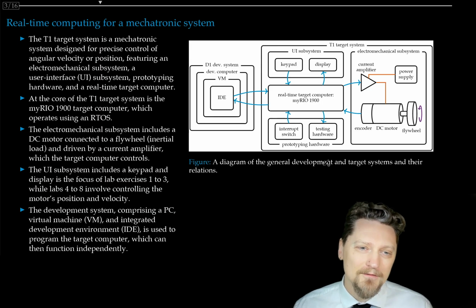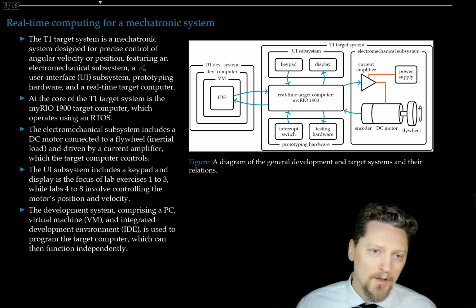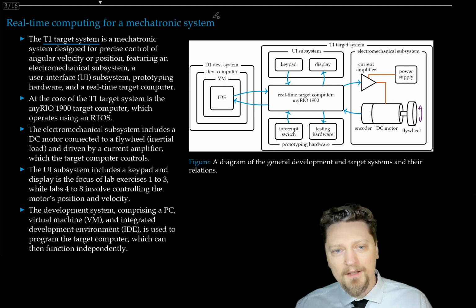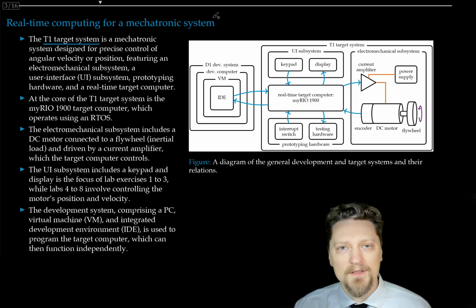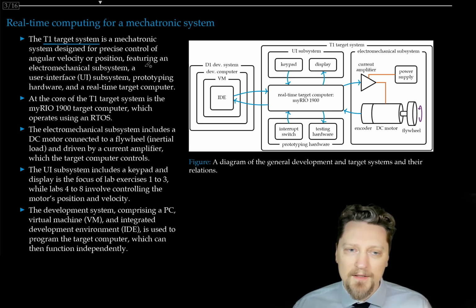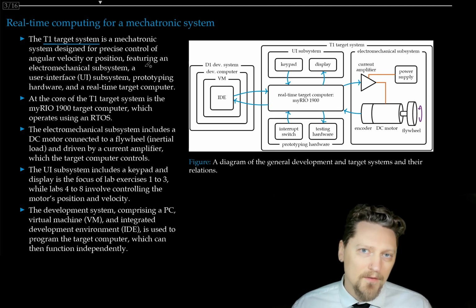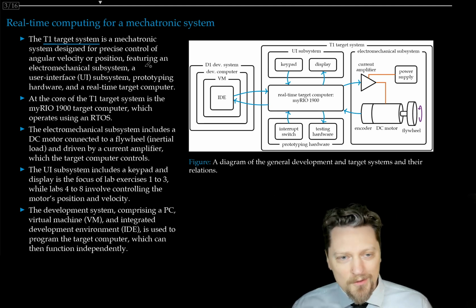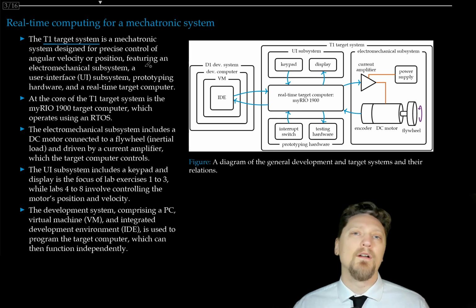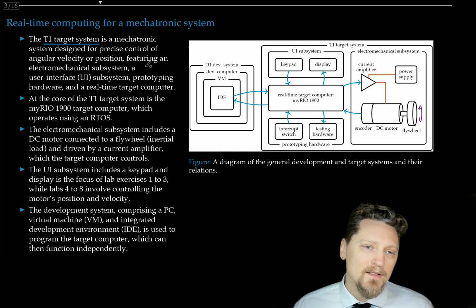All right, so real-time computing for a specific mechatronic system. The T1 target system, that's what we're calling our target system. The T1 target system is a mechatronic system designed for precise control of angular velocity or position, featuring an electromechanical subsystem, a user interface (UI) subsystem, prototyping hardware, which we can think of as a subsystem, and a real-time target computer. So that's the target system.